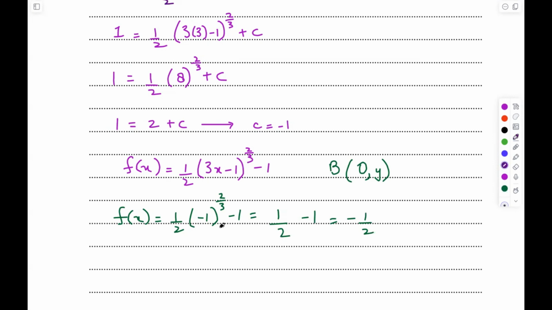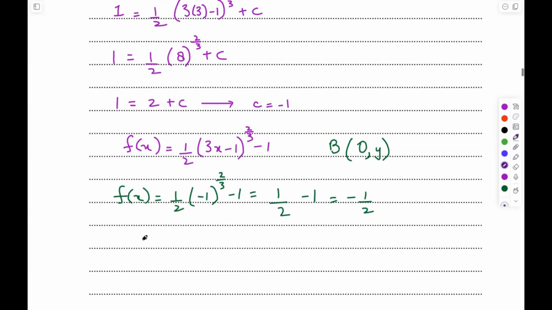So the coordinates of point B are (0, minus 1 upon 2), or we can just leave the answer as y is equal to minus 1 upon 2.